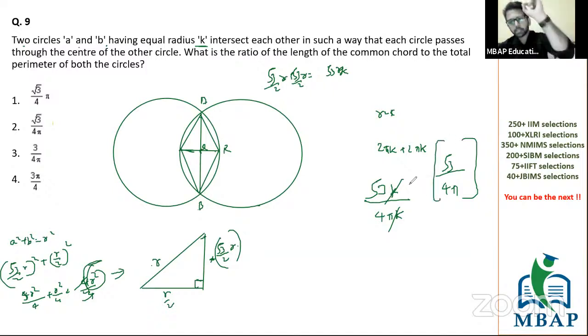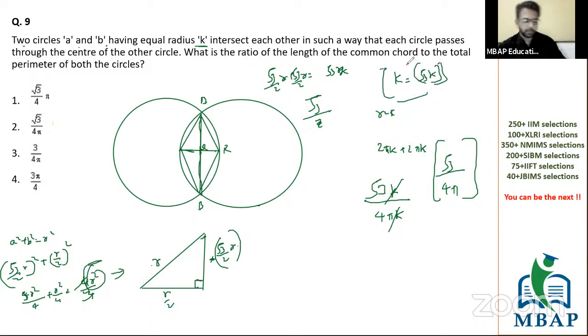The only learning which I can give you is keep it as a constant. Whenever you see this question, this common chord, I repeat, this common chord is always, we can write down as a thumb rule, root 3 times the radius. If the radius is K, the common chord will be root 3 times K. Write down on the piece of paper wherever you are writing. If the radius is R, then the common chord length will be root 3 times R.